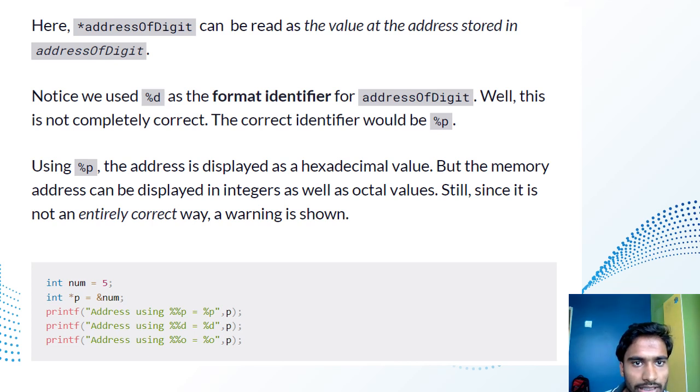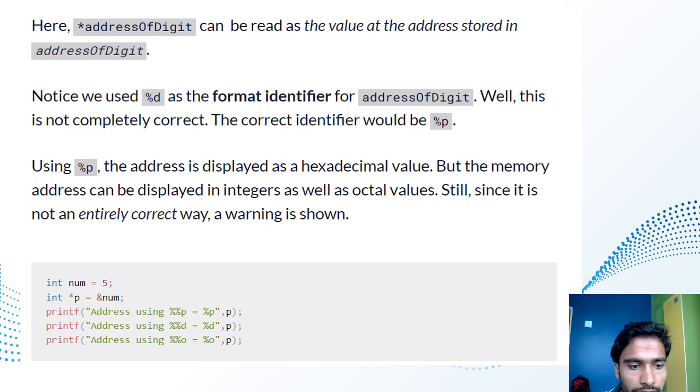Here, *address_of_digit can be read as the value at the address stored in address_of_digit. Notice we use %d as the format specifier for address_of_digit. Well, this is not completely correct. The correct identifier would be %p. Using %p, the address is displayed as a hexadecimal value, but the memory address can be displayed in integers as well as octal values. Still, since it is not an entirely correct way, a warning is shown.